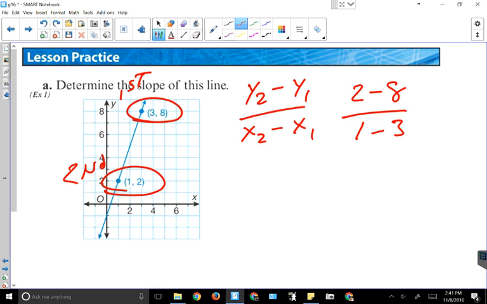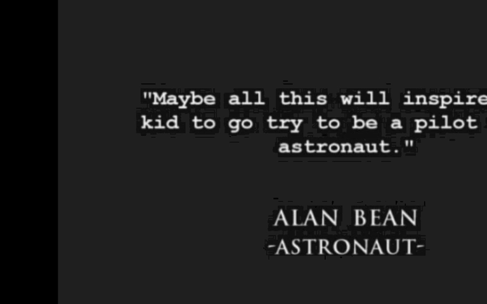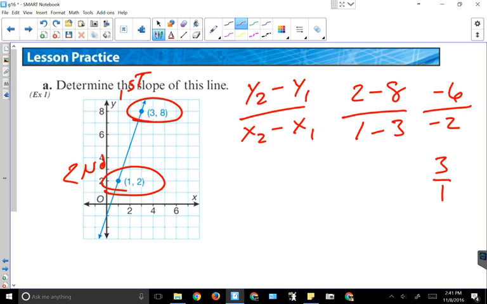So what's 2 minus 8? Well, that would be negative 6. What is 1 minus 3? Well, that would be negative 2. And if I simplify that down, would I end up getting 3 over 1? Okay. So what we end up with here is we have identified that we have a slope of 3.